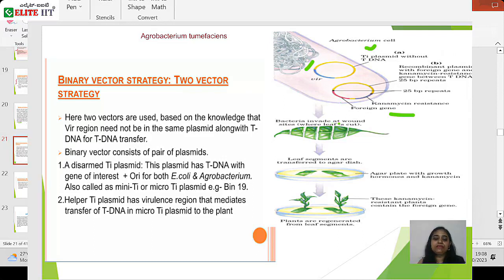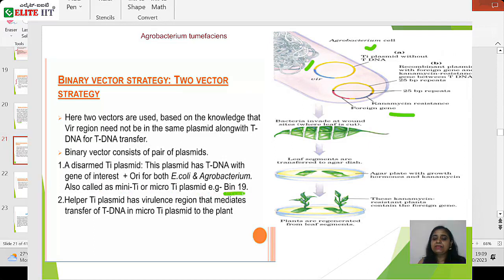See, both are different. Now, a binary vector consists of a pair of plasmids, a disarmed Ti plasmid. This plasmid has T-DNA with the gene of interest plus an origin for both E. coli and Agrobacterium, also called a mini Ti or micro Ti plasmid.